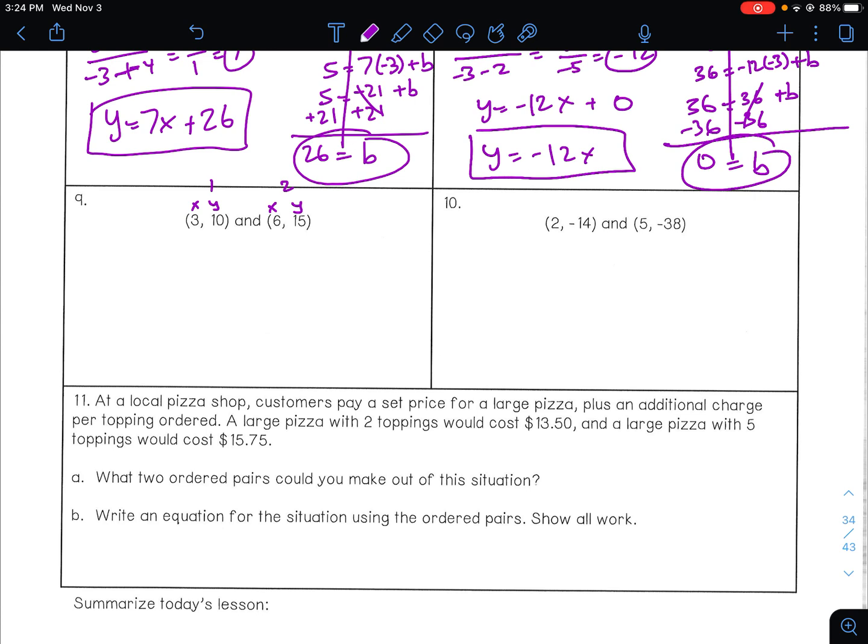But y2 is 15 minus y1, which is 10. And then x2 is 6, x1 is 3. 15 minus 10 is 5, 6 minus 3 is 3. That's my slope.